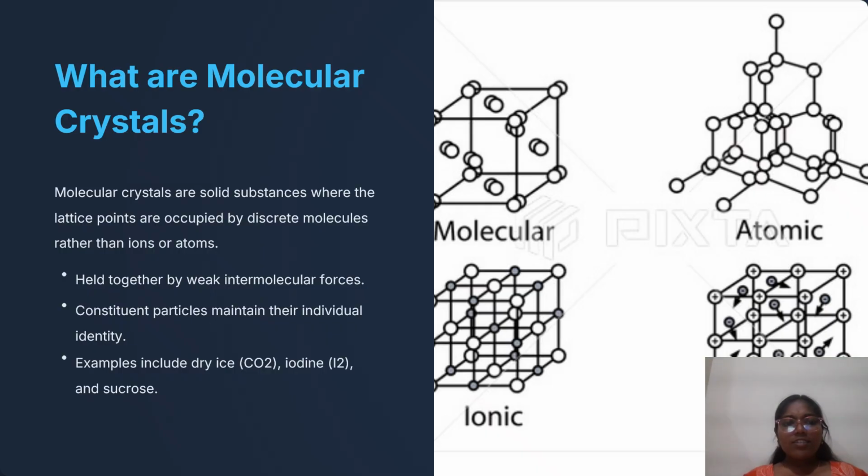What are molecular crystals? Molecular crystals are solid substances where the lattice points are occupied by discrete molecules rather than ions or atoms, held together by weak intermolecular forces. Constituent particles maintain their individual identity. Examples include dry ice, CO2, iodine, I2, and sucrose.